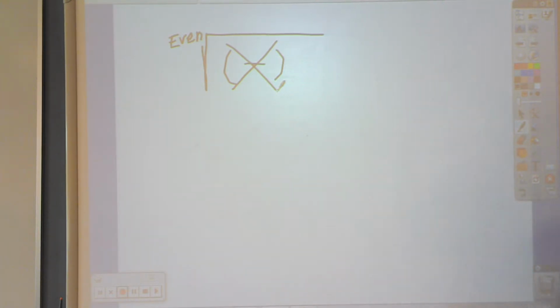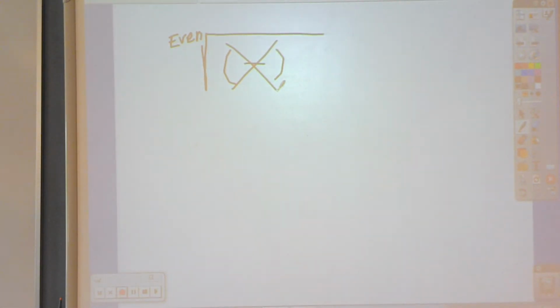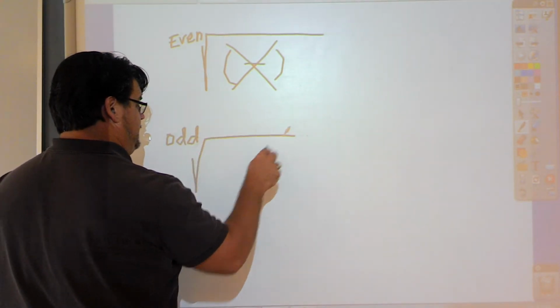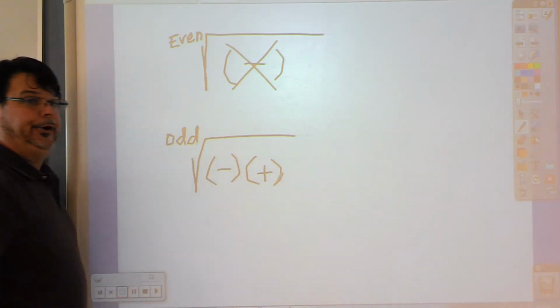All right. Now, what about an odd index? With an odd index, you can have anything you want. So, an odd index, you can have a negative or what? Positive. It doesn't matter.